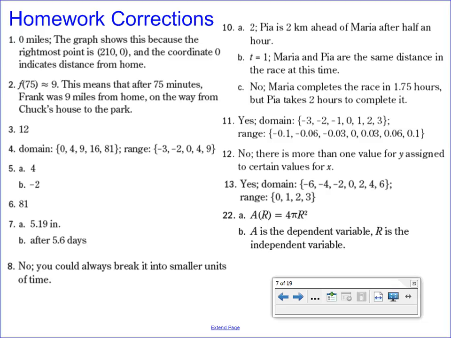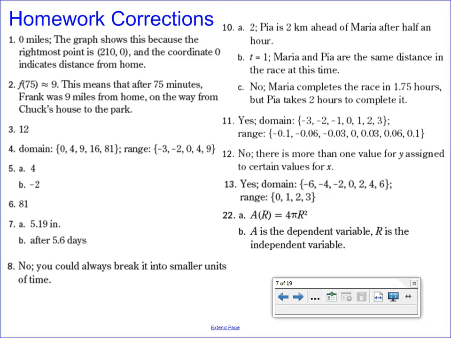10, 2. P is 2 kilometers ahead of Maria after half an hour. B, T is 1. Maria and P are the same distance in the race at this time. And C, no. Maria completes the race in 1 3/4 hours, but Pia takes 2 hours to complete it.